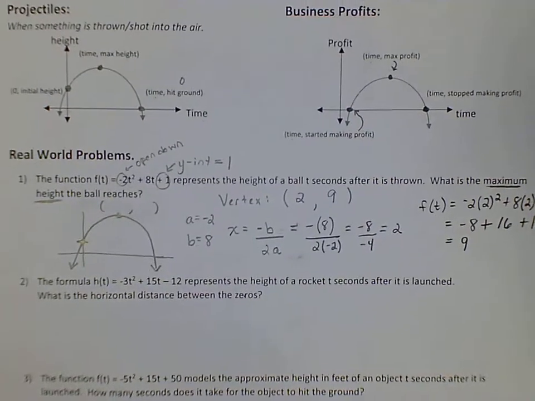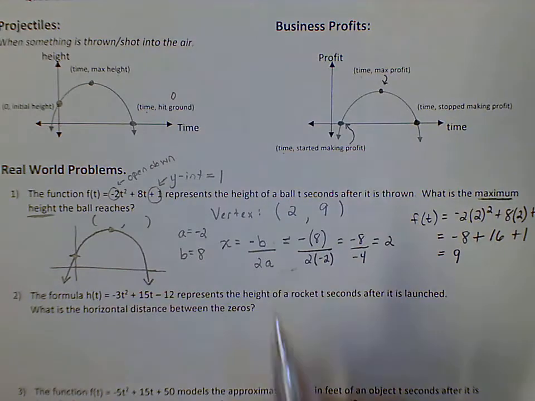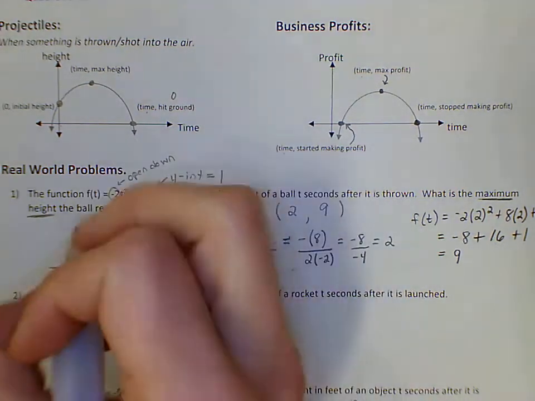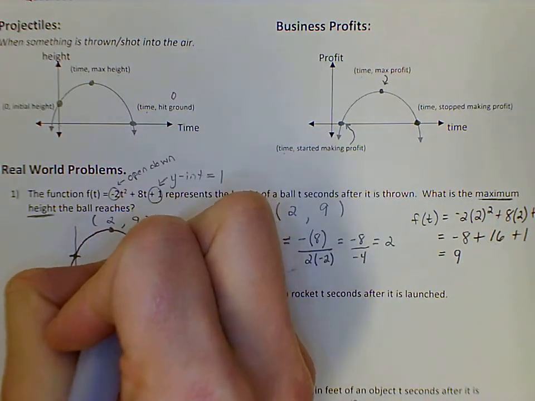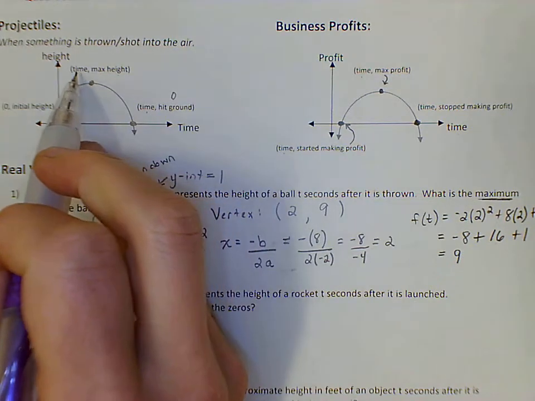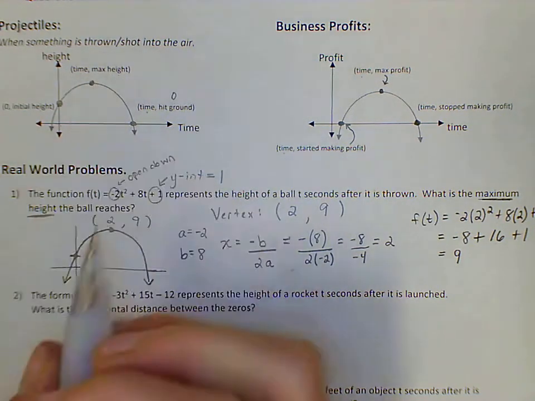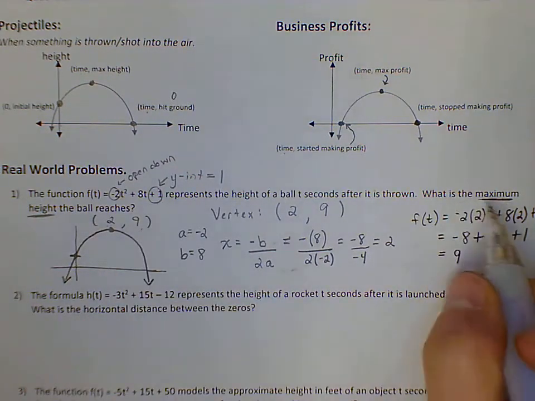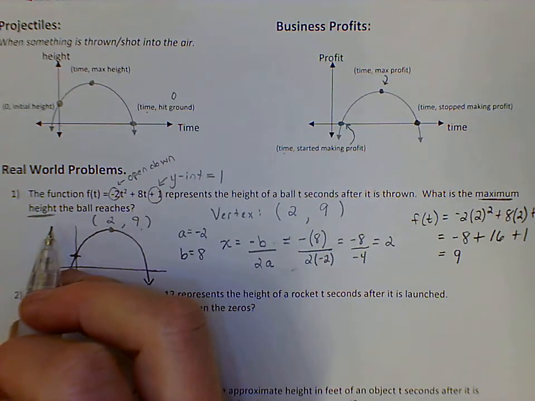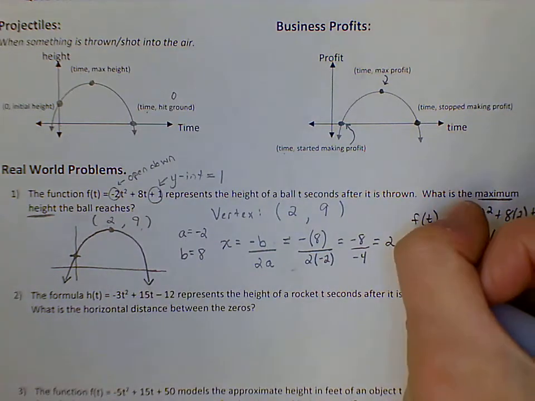So kind of coming back up here and putting it all together, we were looking for that point. We found it. It was at 2, 9. And so if you look up here, the x value is the time, and the y value is the maximum height. And so it says, what is the maximum height that the ball reaches? Well, it would be 9.